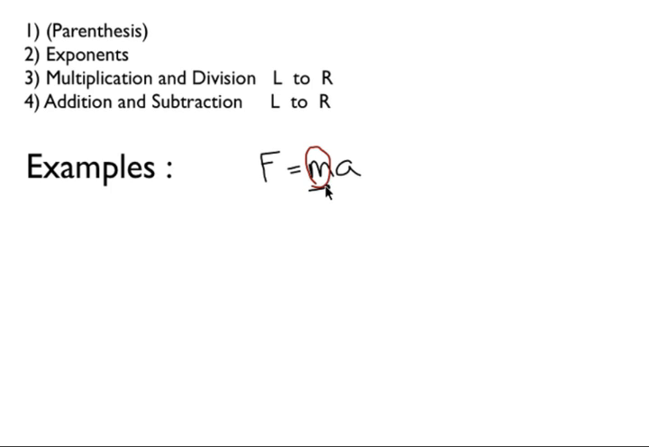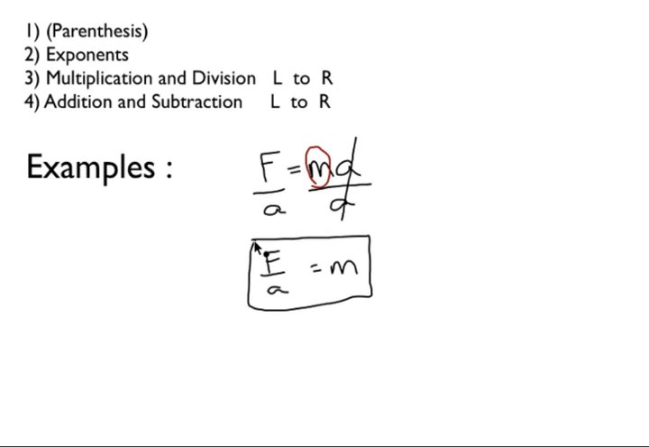So opposite operations: there's nothing added or subtracted to m, but the a is multiplied. So I'm going to divide by a, and what I do to one side I have to do to the other. a divided by a is 1, so that cancels out, and I'm left with F divided by a is equal to m. And then, if we knew what F and a were, we could find out what that actual numerical answer is.